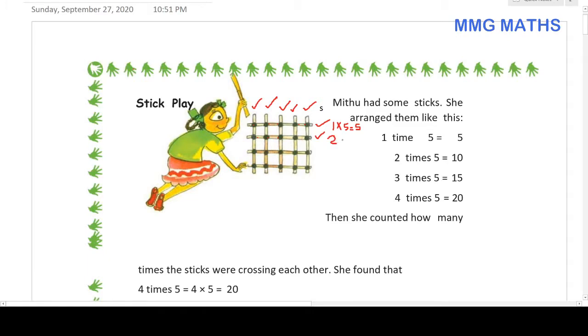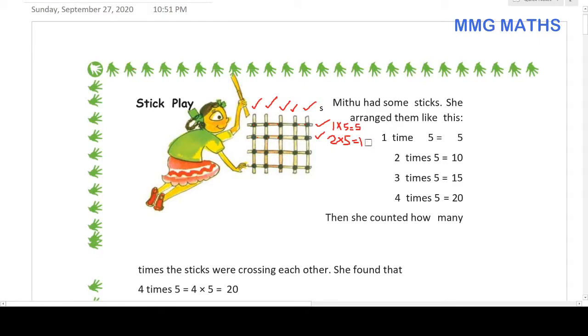सो इट विल बी 2 टाइम्स 5 इक्वल्स 10. मीन्स कि आपने जब 2 टाइम्स 5 किया, मीन्स 2 स्टिक्स रखे लॉन्ग वाले, तो आपके पास 10 आंसर मीन्स 10 क्रॉसिंग पॉइंट्स आया. सो दिस इज 2 टाइम्स 5 इक्वल्स 10. ओके, नाउ इन द सेम वे यू हैव टू रिपीट फॉर 3 टाइम्स 5, 4 टाइम्स 5.